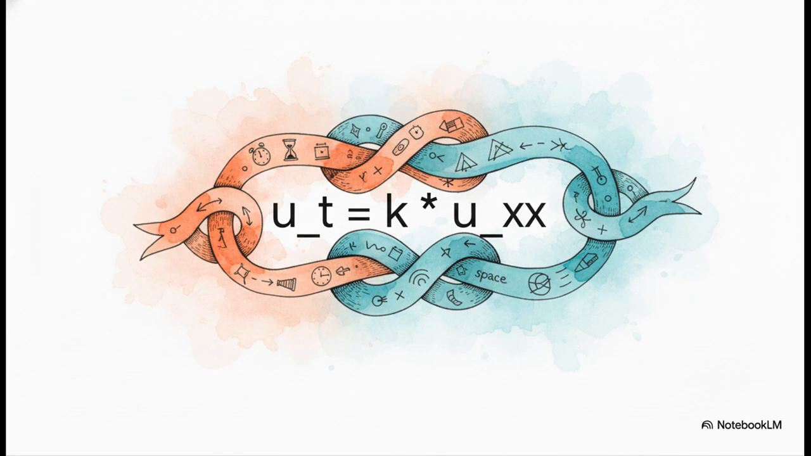On the left side, you have u sub t, which is how fast the temperature is changing over time. And on the right, you have u sub xx, which describes the curvature of the temperature in space. See how they're completely mixed together in one equation? Time and space are locked in a dance. So how in the world do you start to pull them apart?